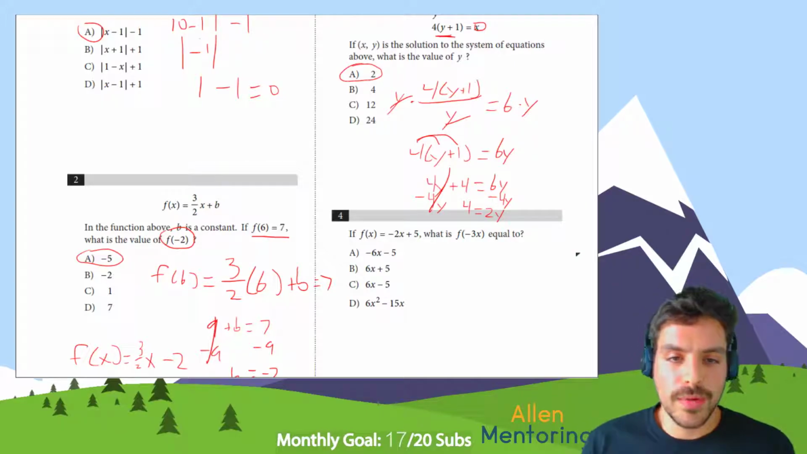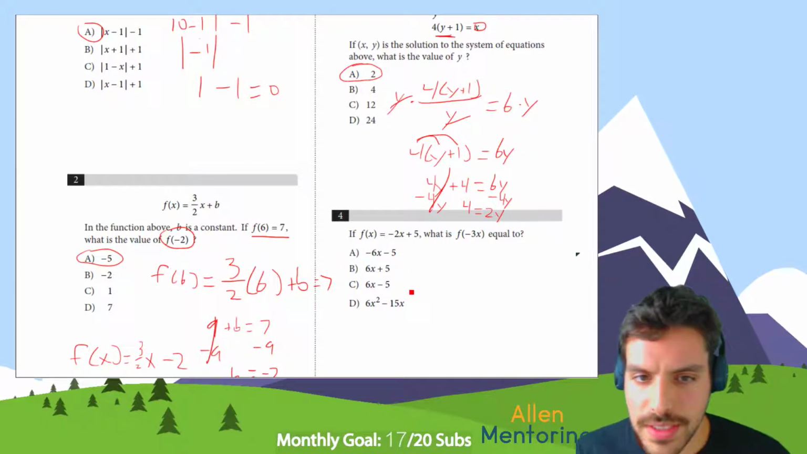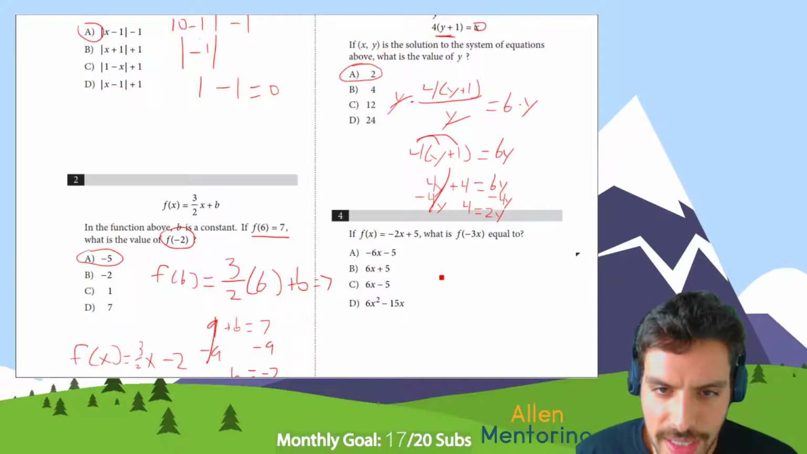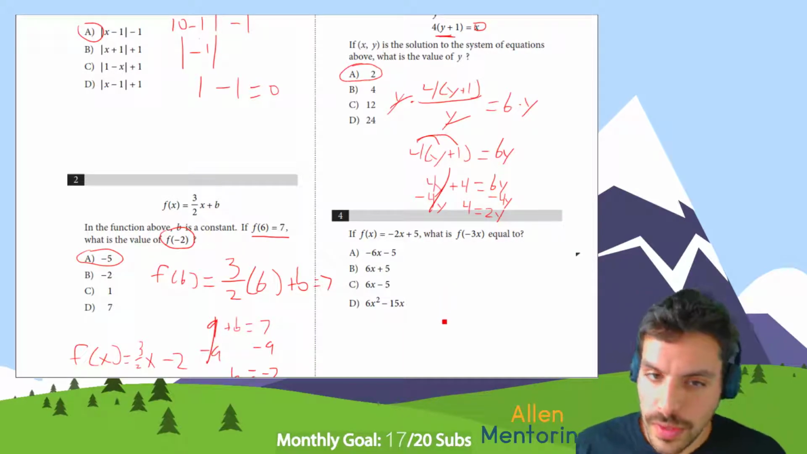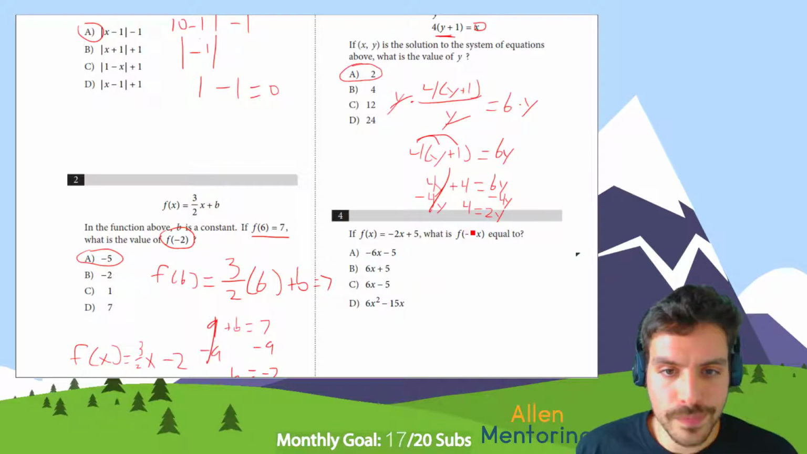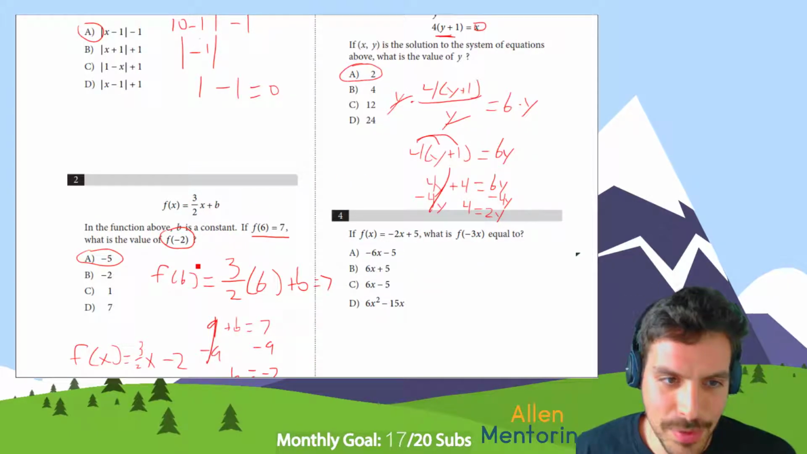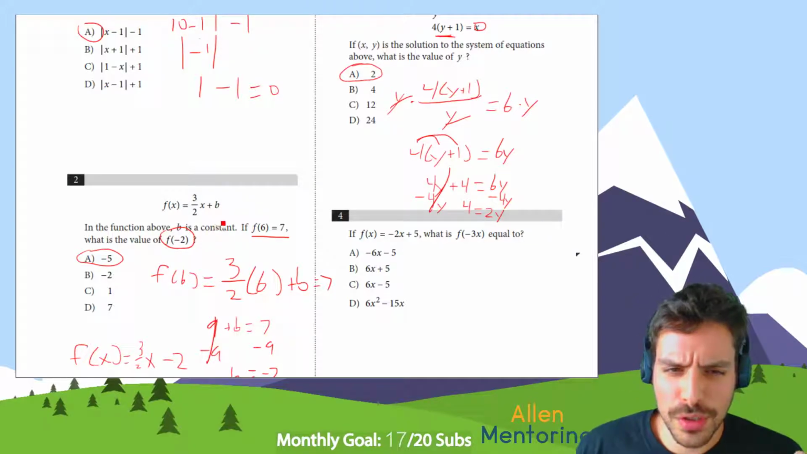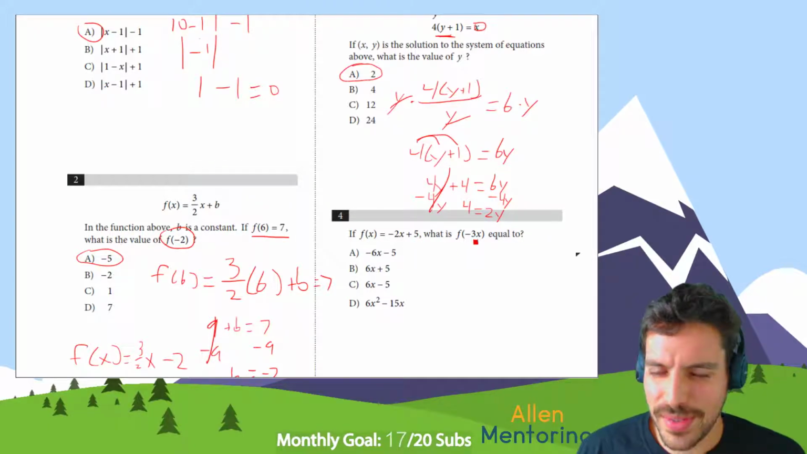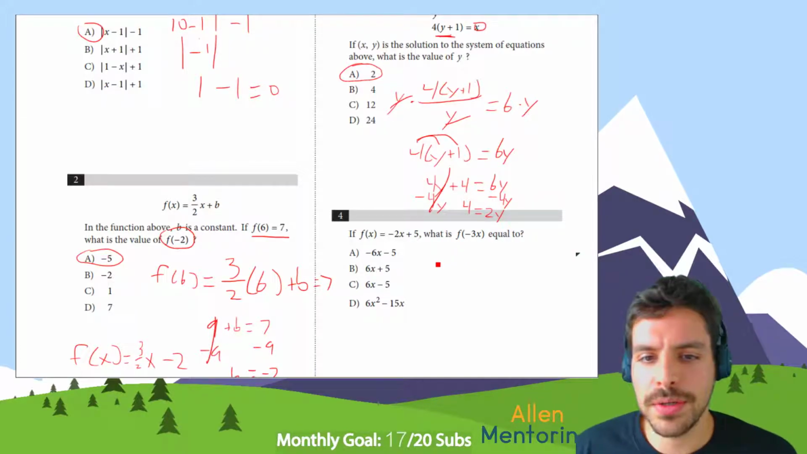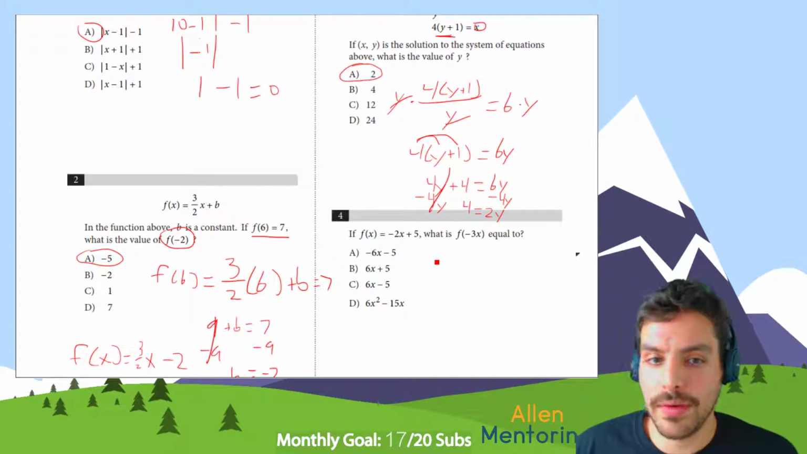Okay, number 4. If f of x is equal to -2x plus 5, what is f of -3x equal to? Ooh, I like this one a lot. So it might be confusing if you've done problems like, let's say, number 2 here, where you're trying to replace x with another thing that contains x, right? And that kind of freaks students out, but don't freak out.